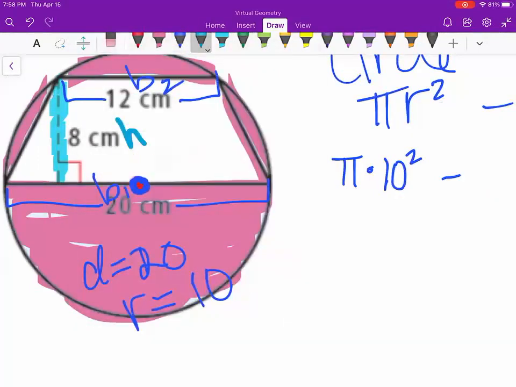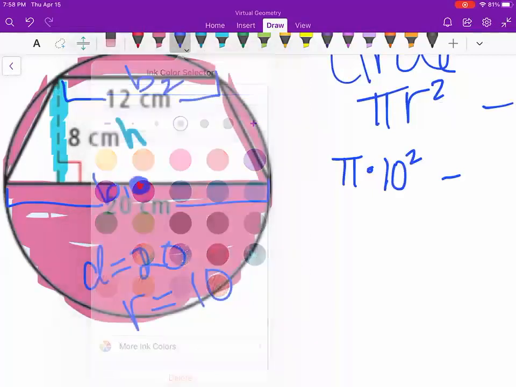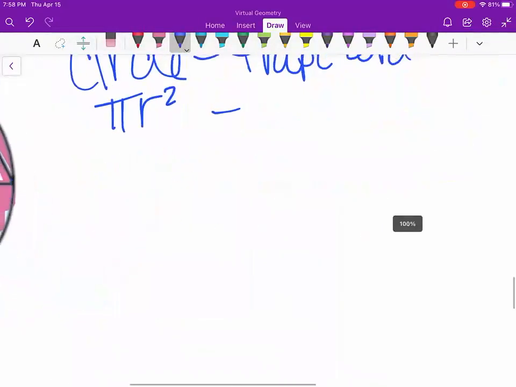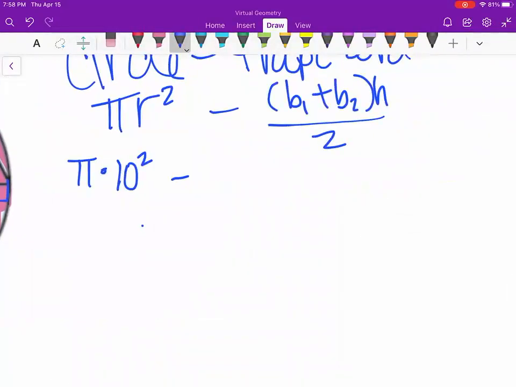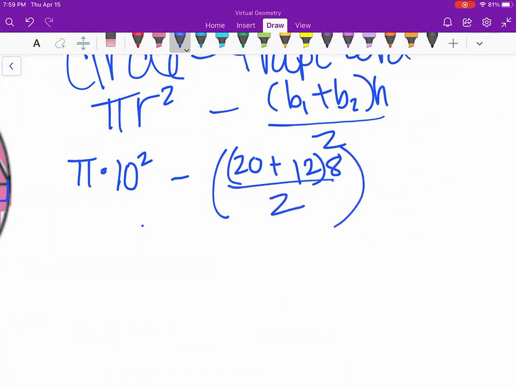So now let's plug that part in and see what we get. So minus, I'm going to put all of this in parentheses. We need base 1, which again we said was 20, plus base 2, which is the 12, times our height, which is 8, all over 2. And that will give us our final answer. Have a feeling we're going to round.